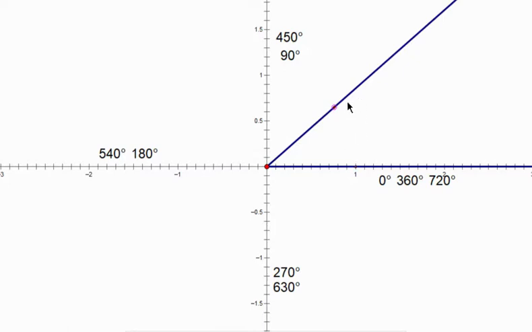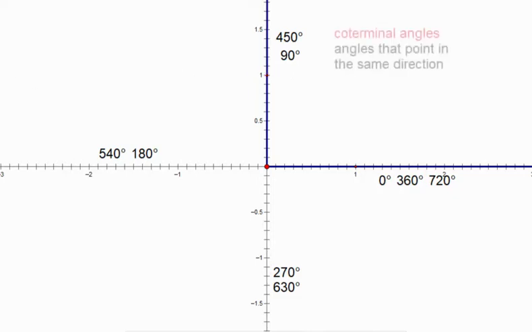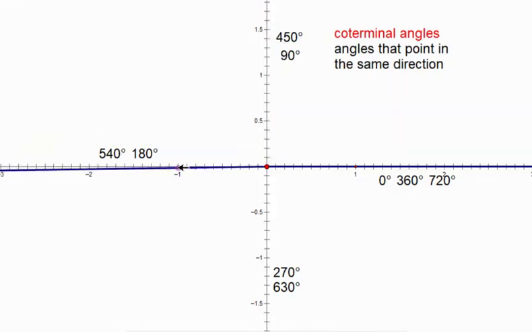Now, you may be thinking, if I have an angle that's going straight up like this, how do I know if it's 90 or if it's 450 degrees? Well, you don't. All you see is where the angle ended up. But in a way, it doesn't really matter whether it's 450 or 90. There's a term for this. It's called coterminal angles. These are angles that point in the same direction. 90 and 450 are coterminal. 540 and 180 are coterminal. 270 and 630 are coterminal. 0, 360, and 720 are all coterminal angles.